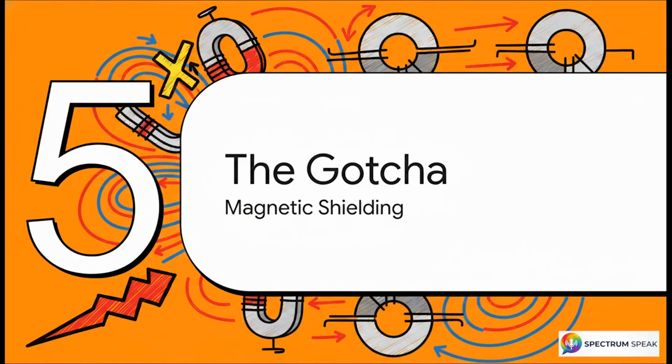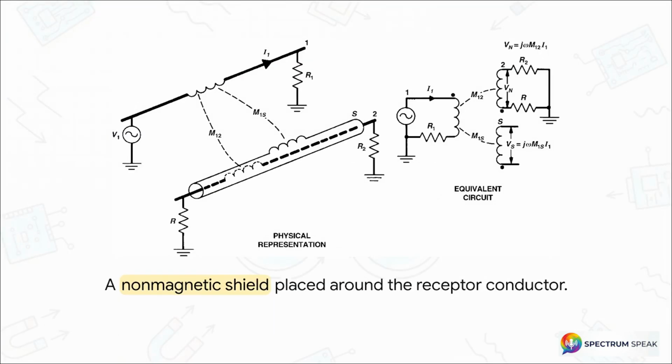Now, let's pivot sharply to section 5. This is the gotcha, and we're talking about magnetic shielding. I want you to take a really close look at this setup. Let's say you're doing your math, and you realize your mutual inductance is way too high. So you decide to place a non-magnetic tubular shield, labeled S here, entirely around your victim conductor. Then you ground that shield, safely assuming it's going to block all those magnetic ripples. But does it actually work? Let's check out the equivalent circuit over on the right.